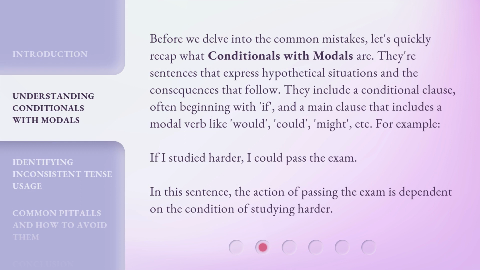Before we delve into the common mistakes, let's quickly recap what conditionals with modals are. They're sentences that express hypothetical situations and the consequences that follow. They include a conditional clause, often beginning with if, and a main clause that includes a modal verb like would, could, might, etc. For example, if I studied harder, I could pass the exam. In this sentence, the action of passing the exam is dependent on the condition of studying harder.